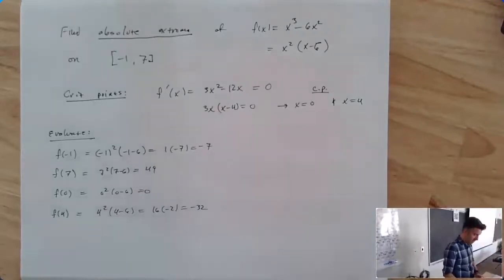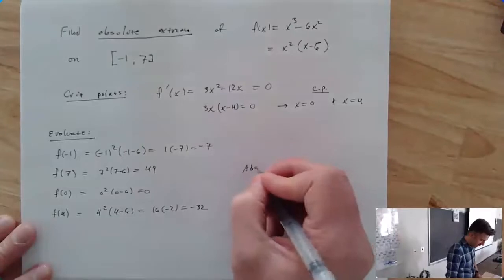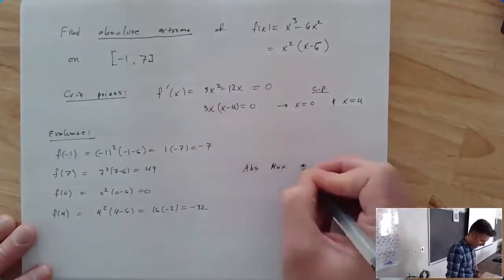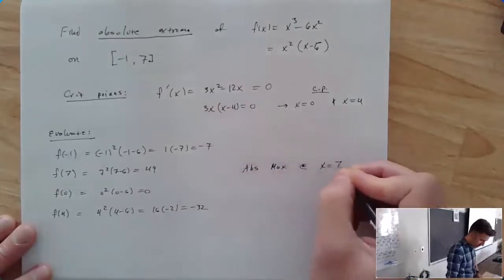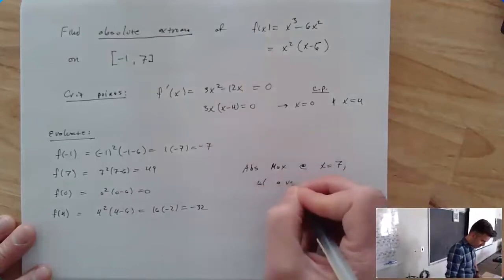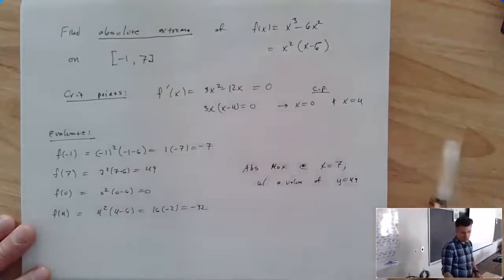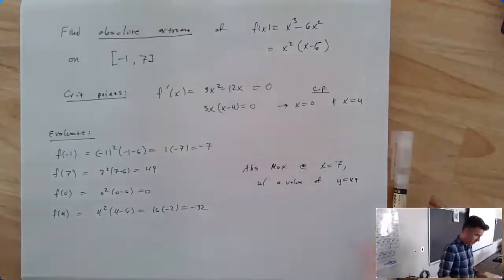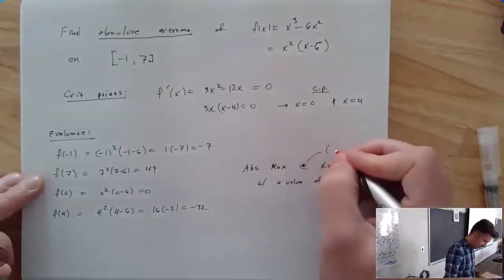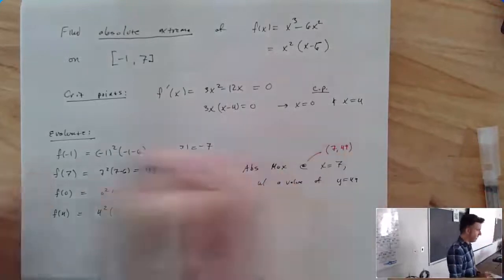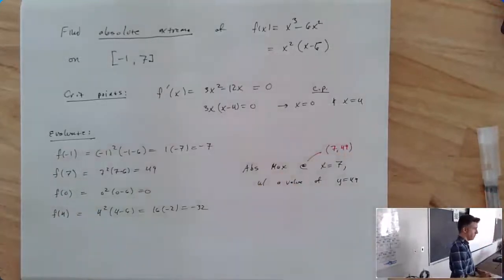So we would say that we have an absolute maximum at x equals 7 with a value of 49. Or to make your life easier, you could just say you have an absolute maximum at the point 7 comma 49. That kind of tells you all the information you want to know. Be careful if you're doing web work, right? Sometimes they'll ask for what the value is. Sometimes they'll ask where the absolute extrema occurs.